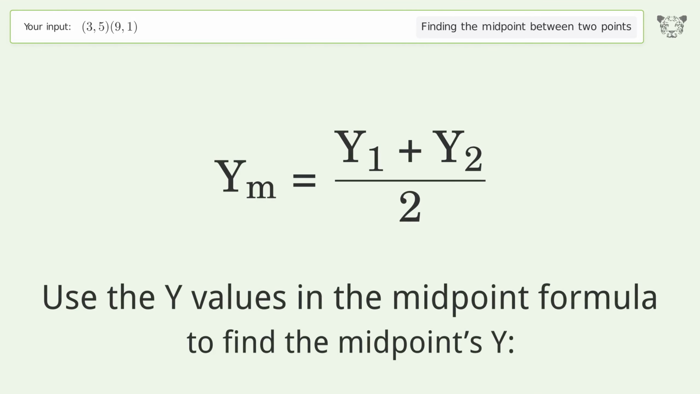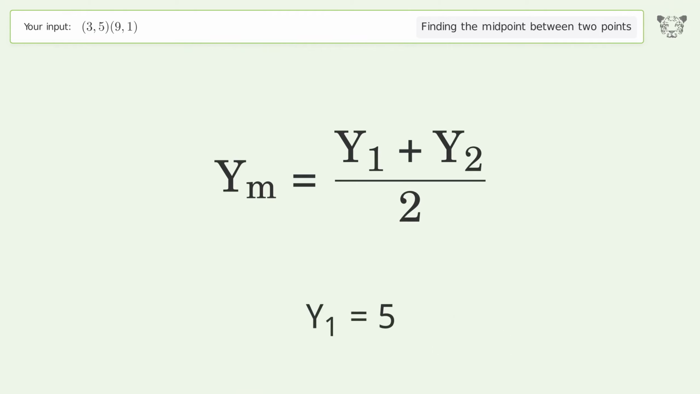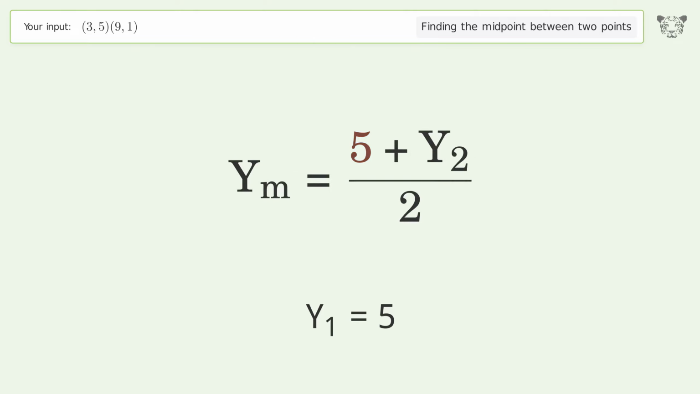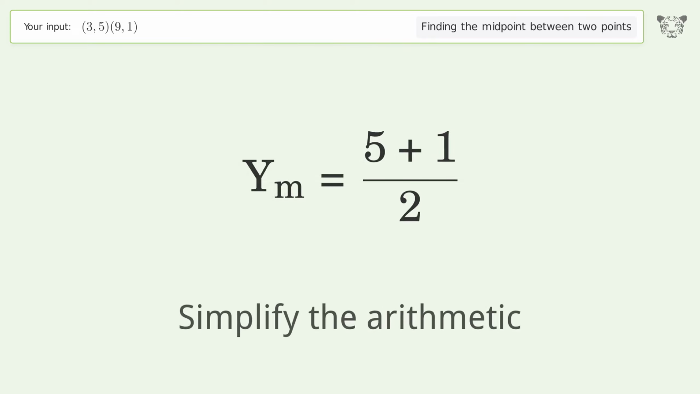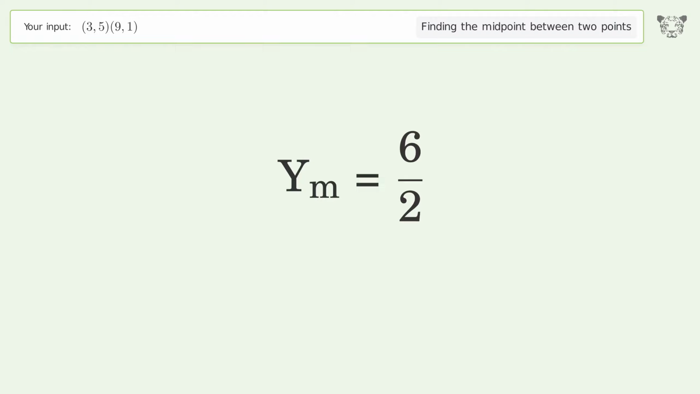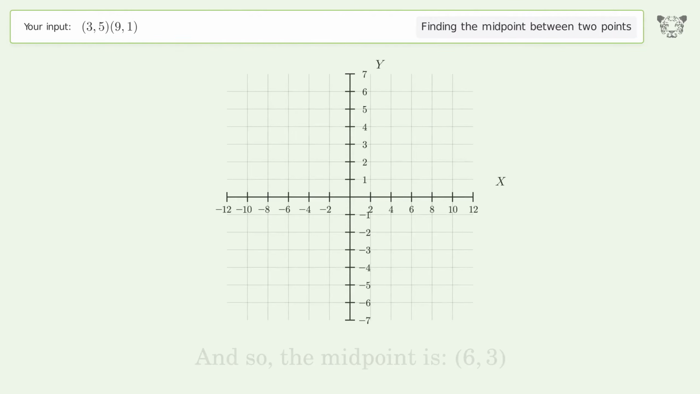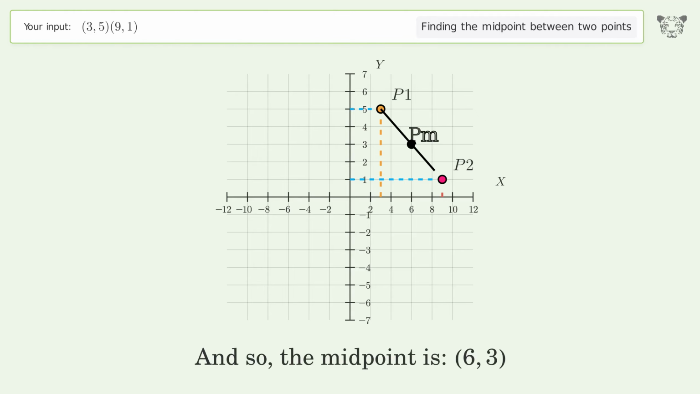Use the y values in the midpoint formula to find the midpoint's y. y1 equals 5. y2 equals 1. Simplify the arithmetic. And so, the midpoint is 6, 3.